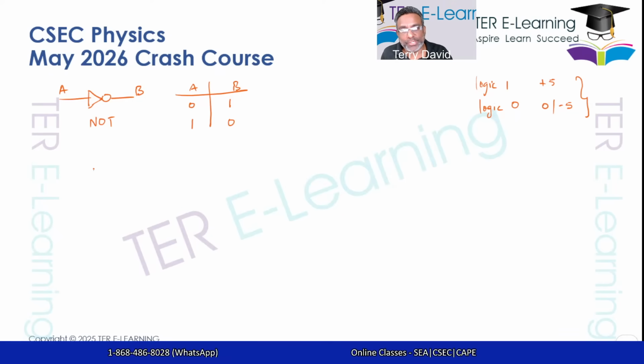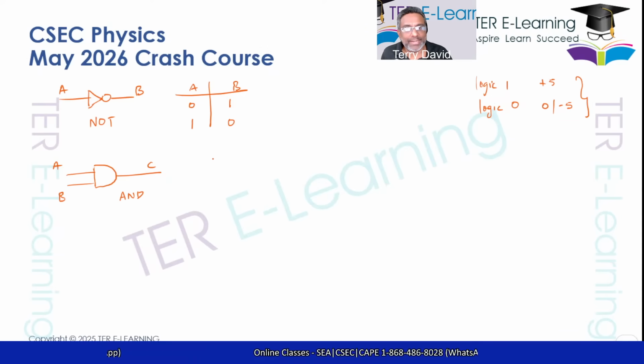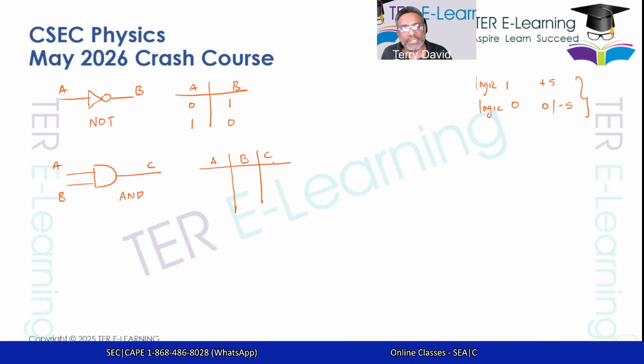We also need to know the truth table for an AND gate. Now the AND gate looks like this. We have 2 inputs, input A and input B, and the output is C here. This is called an AND gate. Now when it comes to an AND gate, you have 2 inputs, so you have A and you have B, and the output in this case is C here.